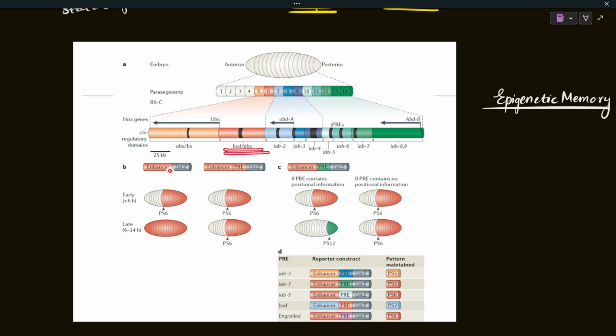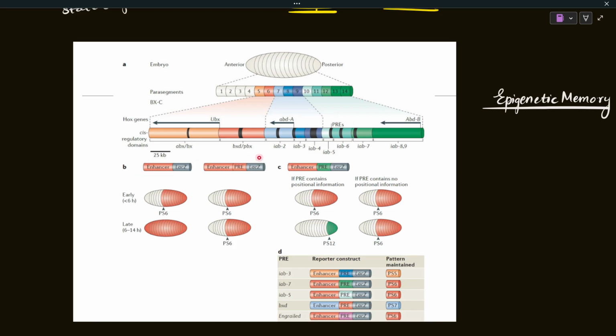So in the experiment, the enhancers of certain genes, like the gene we have chosen here, were coupled with the reporter gene, the LacZ gene. This reporter gene is going to report the expression of the enhancer during the development of the embryo. So there are different cases here. Here there is only the gene enhancer.